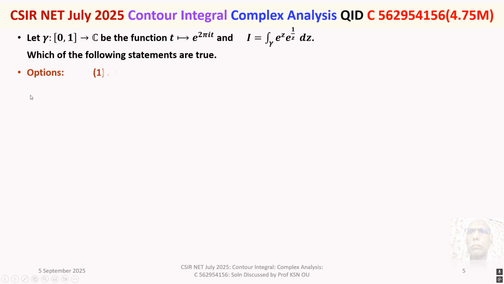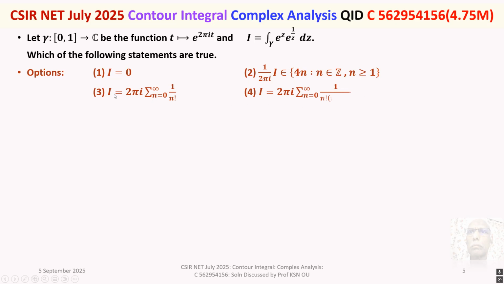We are given four options. Option 1, I is equal to 0. Option 2, 1 by 2 pi i times I belongs to the set consisting of 4n, n belongs to Z, n greater than or equal to 4. Option 3, I is equal to 2 pi i multiplied by sigma n equal to 0 to infinity 1 by n factorial. Option 4, I is equal to 2 pi i multiplied by sigma n equal to 0 to infinity 1 by n factorial into (n plus 1) factorial.